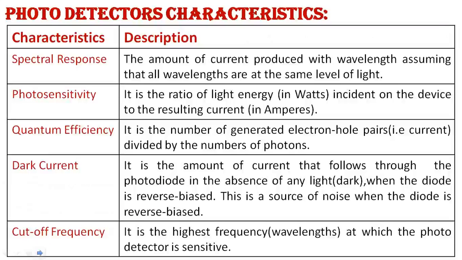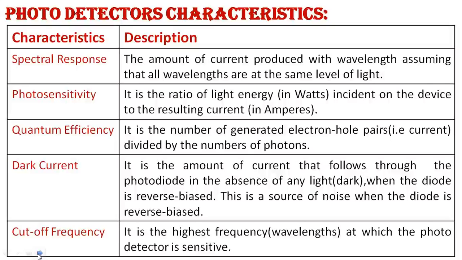The photodetector characteristics are as follows. Spectral response: the amount of current produced at different wavelengths, assuming all wavelengths are at the same level of light. Next is photosensitivity: the ratio of the resulting current in amperes to the light energy in watts incident on the device. Next is quantum efficiency: the number of generated electron-hole pairs, that is current, divided by the number of photons.